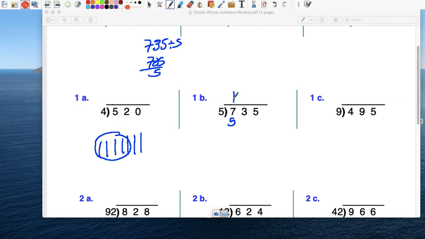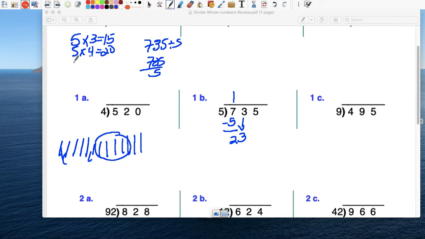1 times 5 is 5. 7 minus 5 is 2. Bring the 3 down. How many times can 5 go into 23? Well, you can draw 23 sticks, right? Or we can do the 5 times table. Let's start with 5 times 3. 5 times 3 is 15. Okay, so we have more. 5 times 4, 20. Okay, so 4 times. Can I do 5? 5 times 5 is 25. It's too much. So no, we're going to use this one.